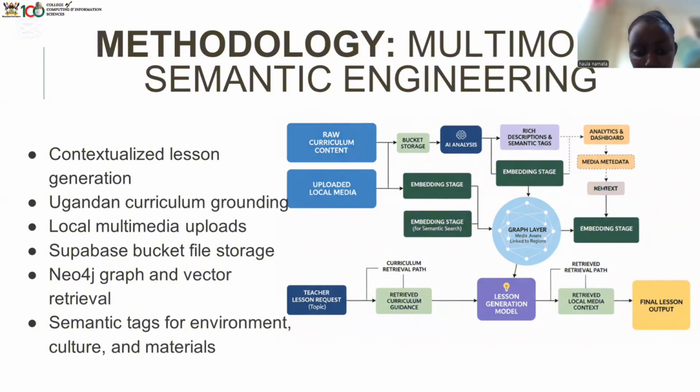Then this extracted metadata is embedded into a vector representation and linked into the Neo4j knowledge graph. The graph structure then enables the semantic retrieval of culturally relevant educational evidence. Finally, the retrieved evidence is used to generate localized competence-based lessons aligned with the Ugandan curriculum. So this creates an end-to-end pipeline from the community media collection to the grounded educational generation.